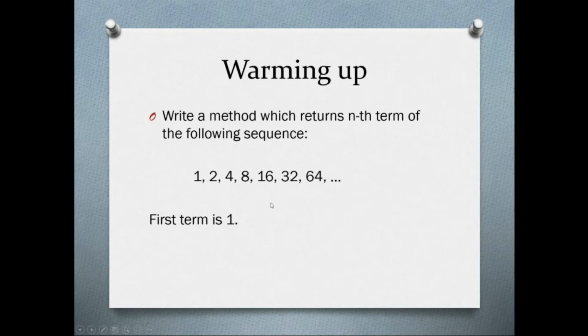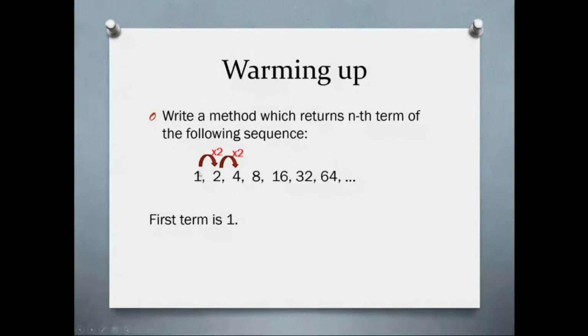To get the second term, I need to multiply by 2. For the third term, I need to multiply by 2 twice, starting from the first term 1. If I want to get 8, I need to multiply by the common ratio 3 times. Then for the fifth term, I need to multiply by the common ratio 4 times.